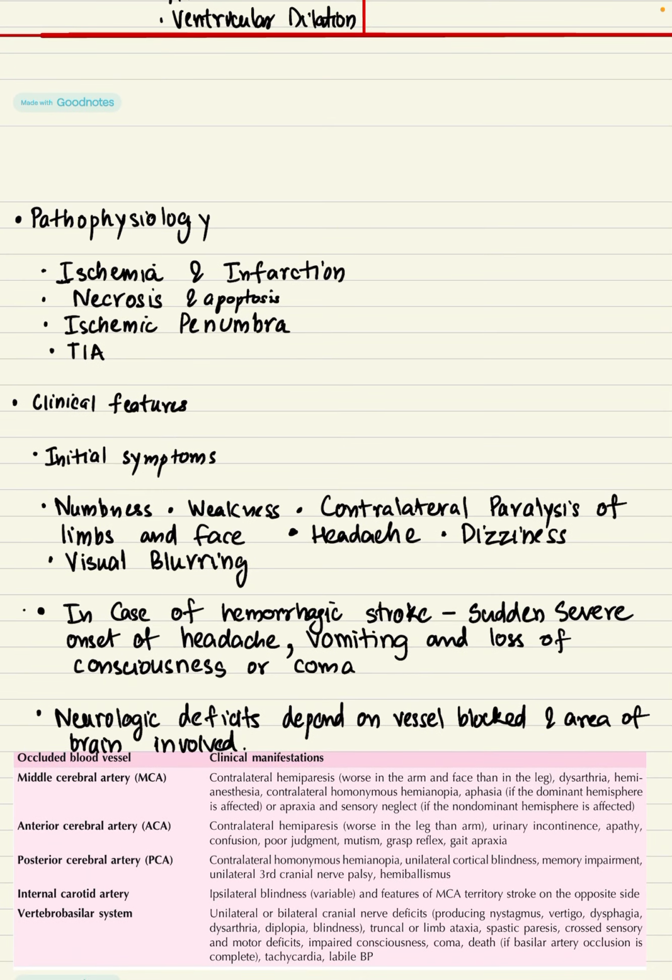Pathophysiology. Mainly there is ischemia and infarction. There is a thing known as ischemic penumbra where the infarcted area is surrounded by an ischemic area. The earlier the treatment is done, the more we can save the ischemic area from going into an infarcted area. So the area surrounding the infarcted area is known as ischemic penumbra. The infarction occurs by two methods: necrosis and apoptosis.